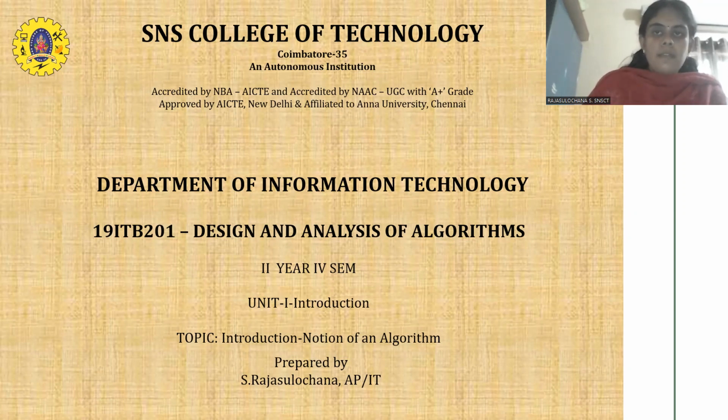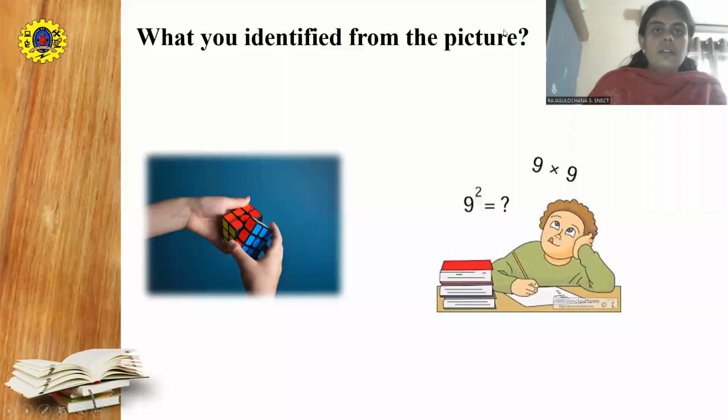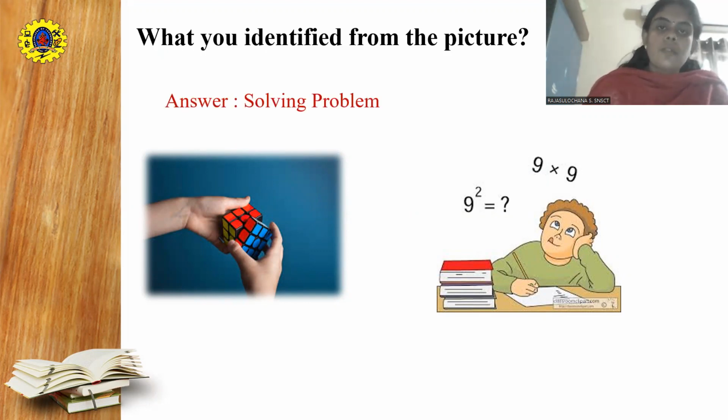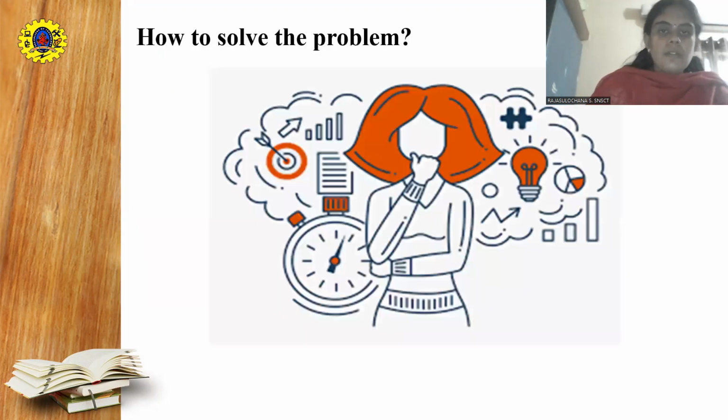I hope everyone is aware of what an algorithm is, right? From this picture, what do you observe? In the first picture, the person is trying to solve a Rubik's cube. In the second picture, the student is trying to solve a mathematical problem, which is 9 into 9, or 9 square. So what do both these pictures depict? In both pictures they are trying to solve a problem. So this picture is about solving a problem.